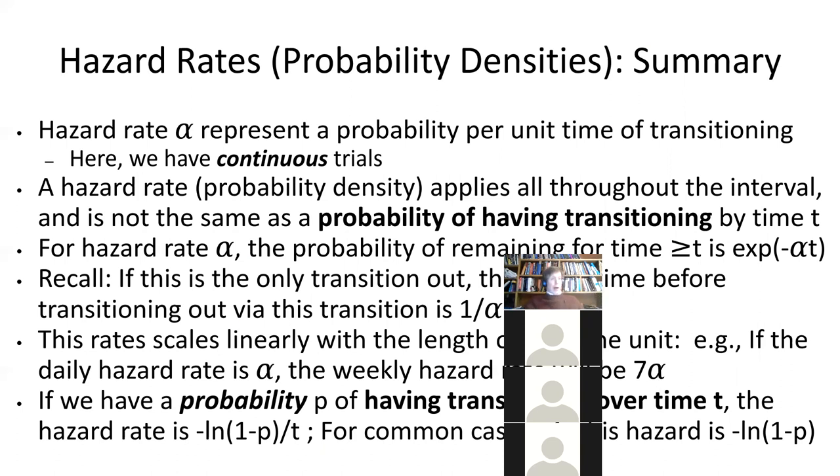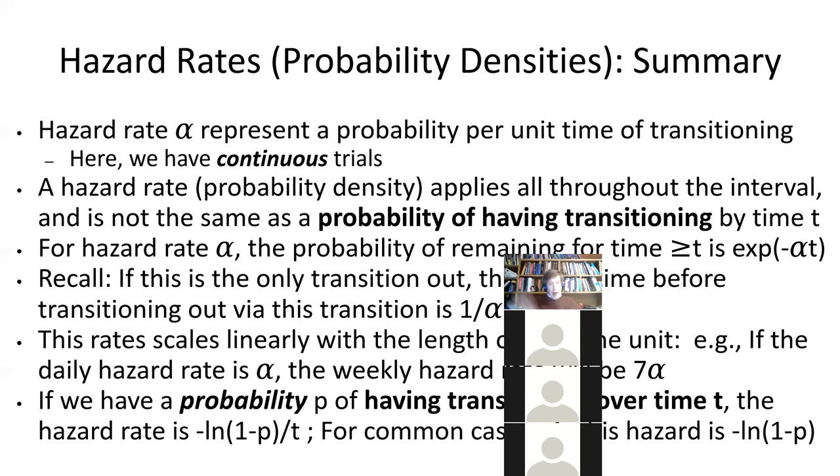It's like we're continuously at risk of something happening. We can have a hazard rate bigger than one, and it just means it's likely to happen in less than one unit of time. It applies all throughout the interval. It doesn't apply just at the end of the interval, 1 year and now 2 years, where each time I flip a coin. It applies throughout that time; every day I have a small chance of it happening.